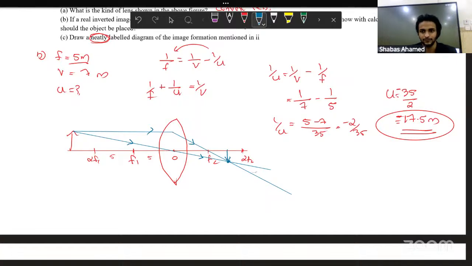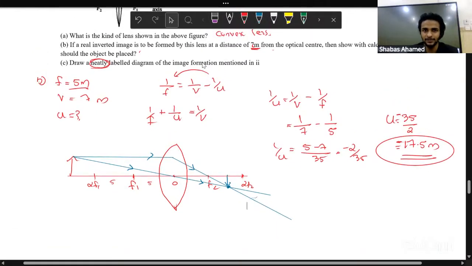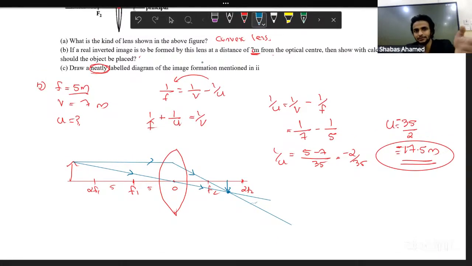Understood? Understood. So this one is also a simple question, but here, in the normal question, they will ask you to find the image position. Or normally the question will be to find what is the position of the image, or where the image is formed. But in this case, the image position is given, but you have to find the object distance.